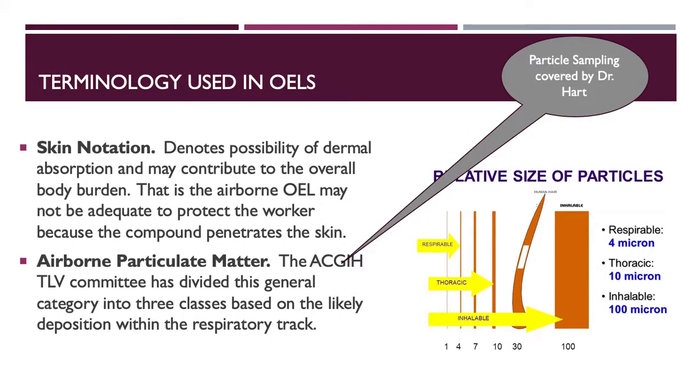Some other terminology used in our occupational exposure limits, which we do see in the NIOSH Pocket Guide to Chemical Hazards as well as the ACGIH TLV-BEI guidebook, is a skin notation. A skin notation denotes that the possibility of dermal absorption may contribute to the overall body burden.